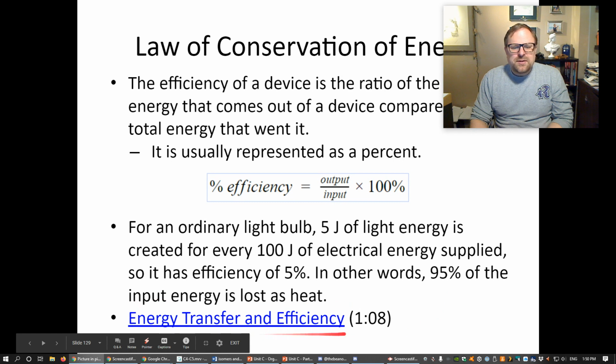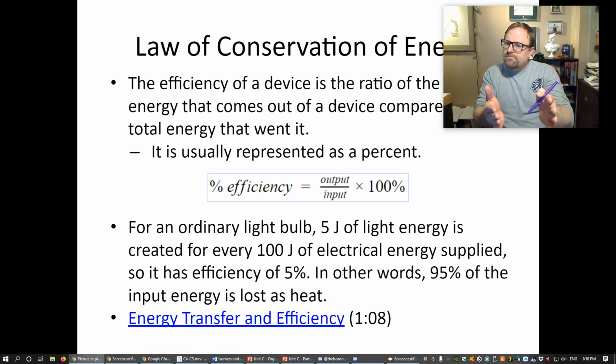So that leads me into talking about energy transfer and efficiency. There's a really short video that I've linked in the Google Classroom that you should have a look at, a minute and 8 seconds long. Hit pause now.